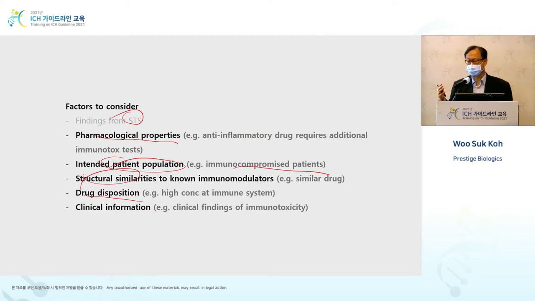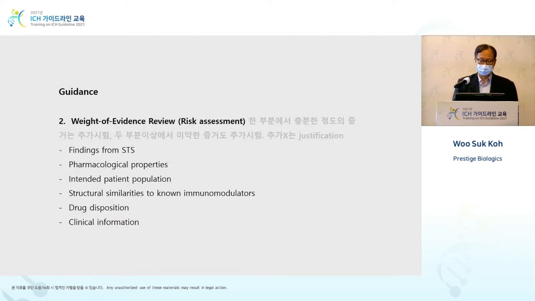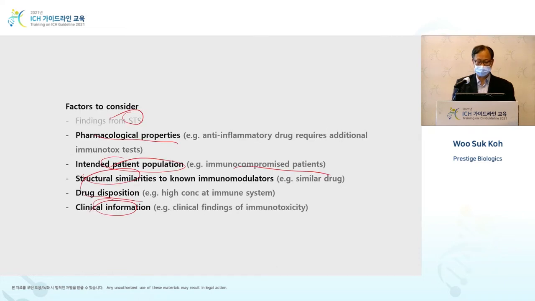Additional immunotoxicity test is done independently before phase 3. In this case, there could be phase 1 and phase 2 data. So clinical information must be considered. And then we do risk assessment, weight of evidence review. The basic tool for risk assessment is Excel spreadsheet. Vertical and horizontal axis.